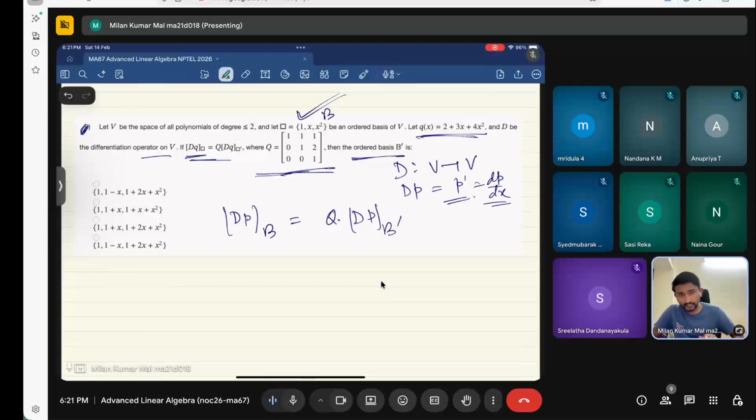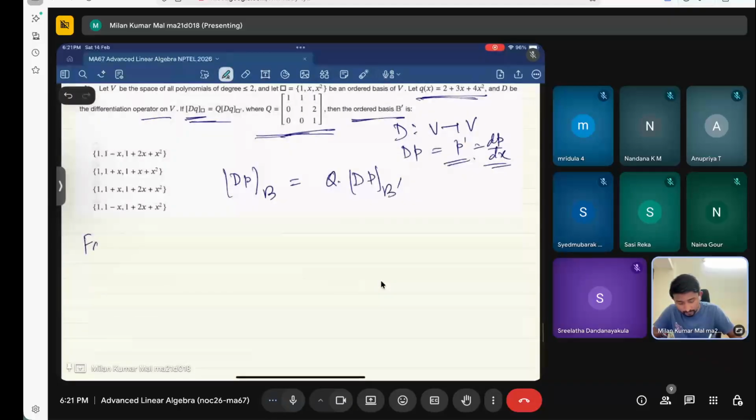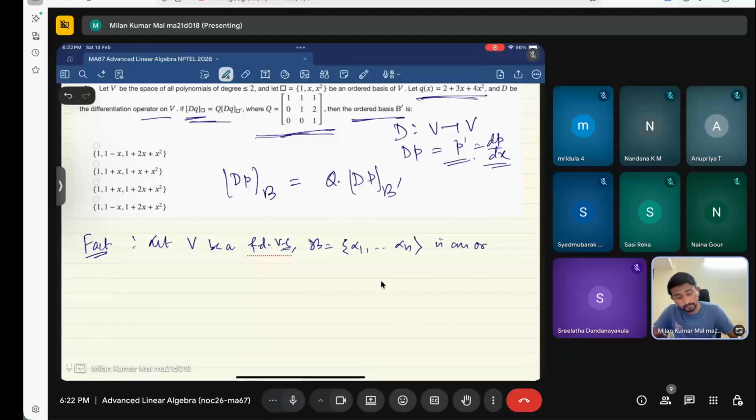So first let me explain a statement, or theorem, or you can say some fact, at least it's true. What does the fact say? Let V be a finite dimensional vector space, and beta equals alpha 1 all the way to alpha n be an ordered basis of V. Here n is the dimension of the vector space V.